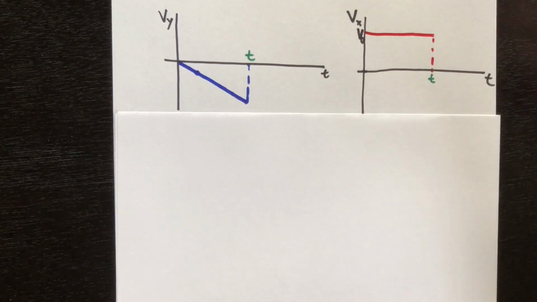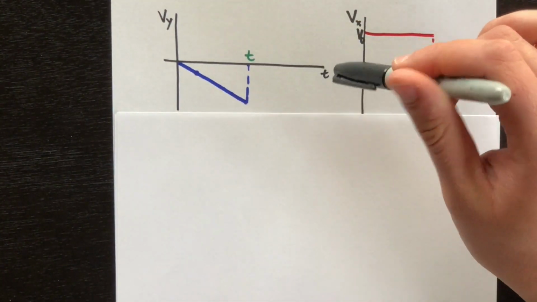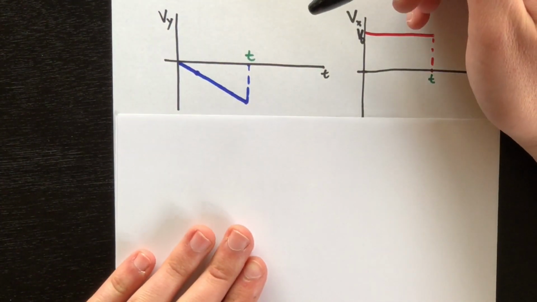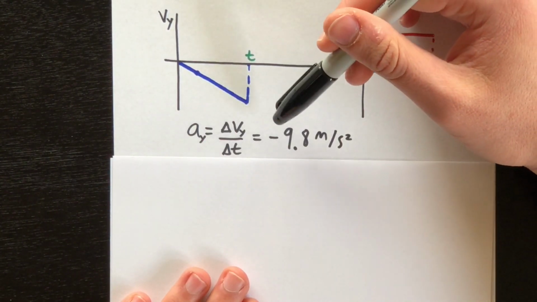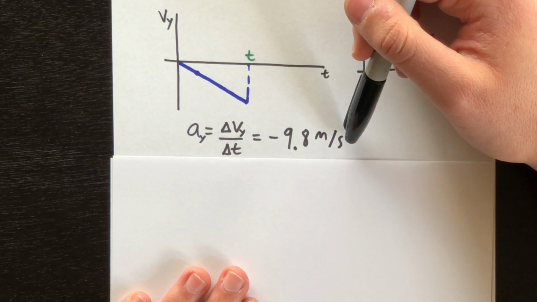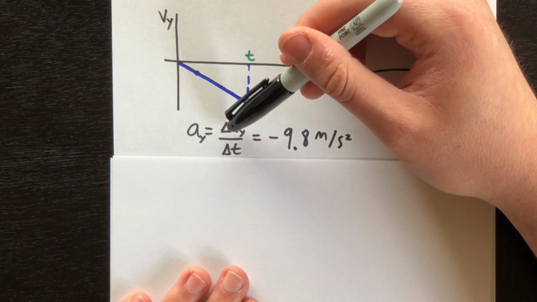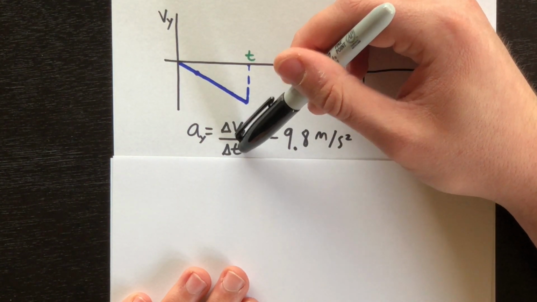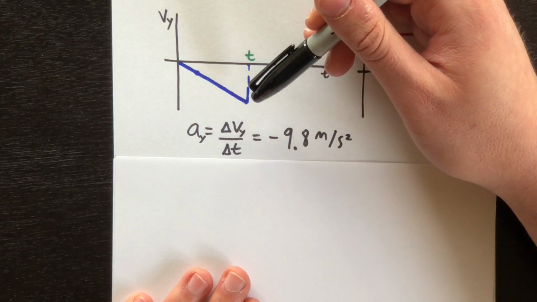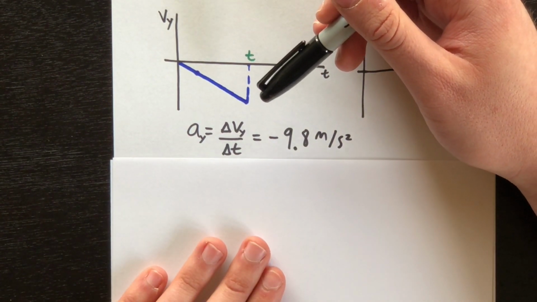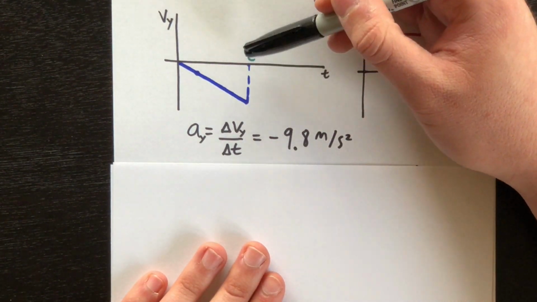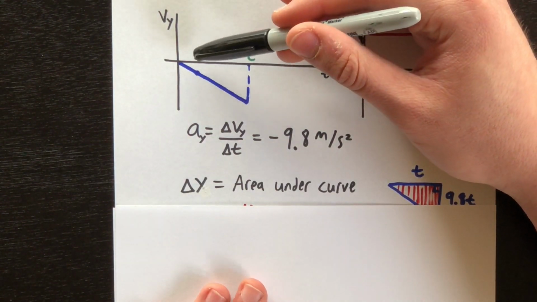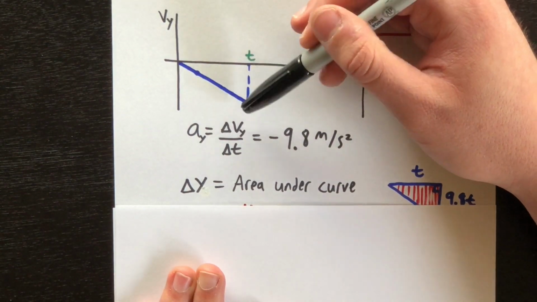There's two key things to notice from this graph of vertical velocity versus time. First of all, when objects fall in free fall towards the ground, they fall at an acceleration of negative 9.8 meters per second squared. Acceleration is just the change in velocity over time, in this case the change in vertical velocity over time, or the slope of this graph. The second thing to notice is that the area under this graph is going to give us the vertical displacement, or the total distance that it falls vertically.